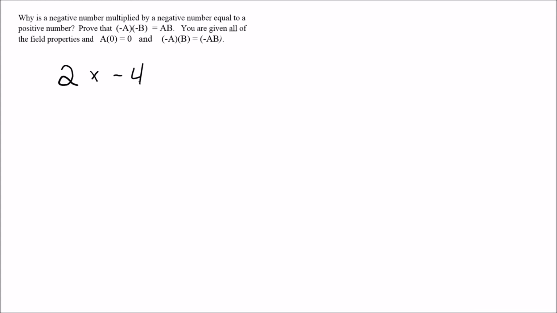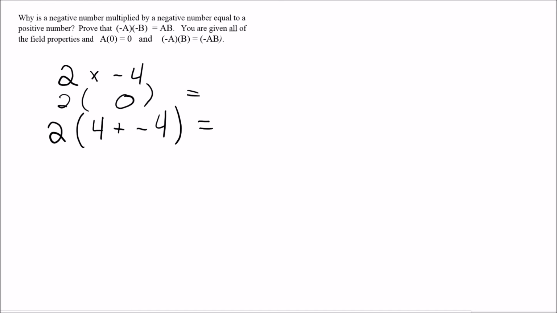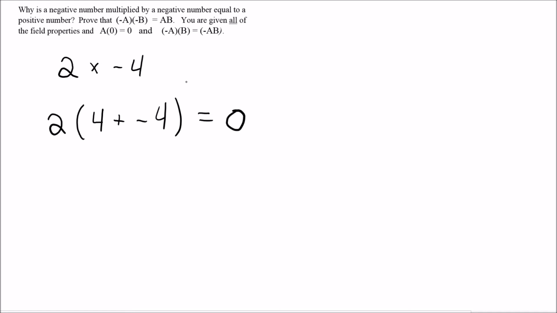Well, we know that 2 times 4 plus negative 4 would equal what? Well, we know that 4 plus negative 4 is equal to 0. And simply 2 times 0 would have to be 0. So I know this whole statement here must be 0. All right, I'm going to go ahead and get rid of that. Now we also know that we're assuming that all the field properties are true here, that a times 0 equals 0, that you can distribute things.